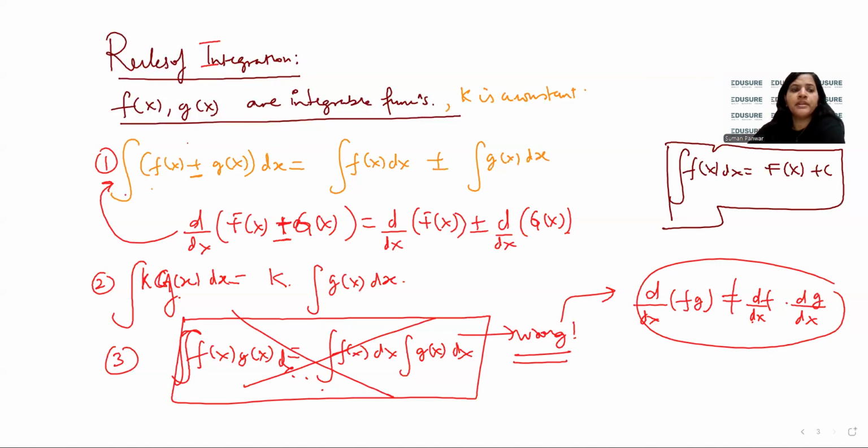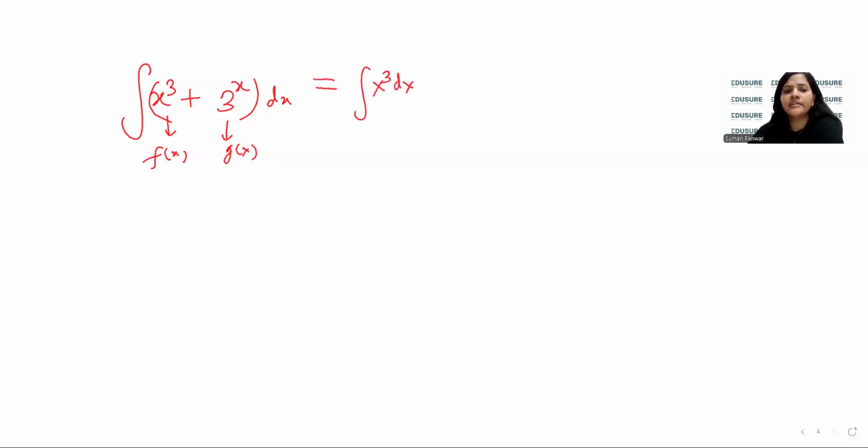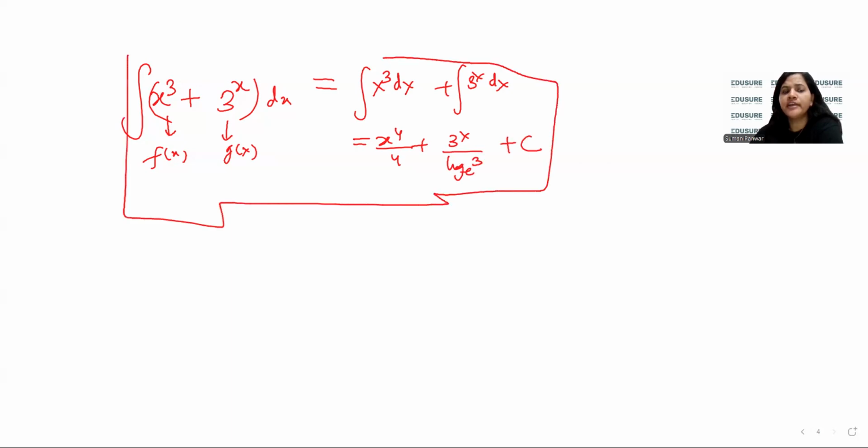So for example, if we want to find the integration of x cube plus 3 power x, we have a function f(x) and we have a function g(x). So just separate them using the rule, and this is going to be the sum of these two. So x^4 by 4 and 3^x by log base e of 3 plus the constant. So that is how we apply the rules for indefinite integrals.